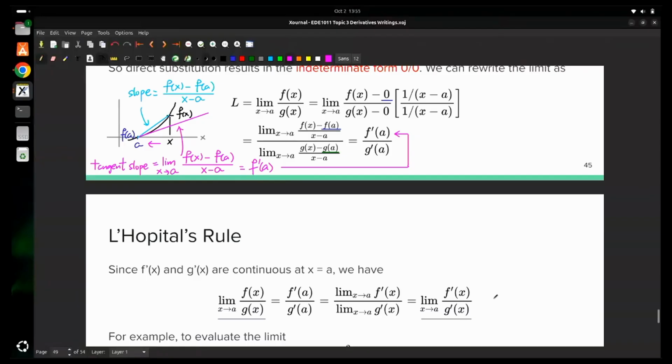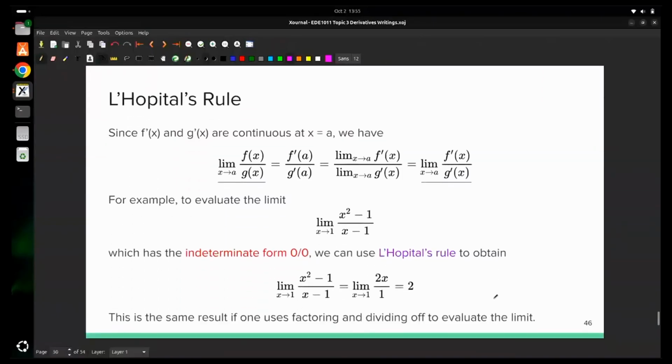But sometimes L'Hopital's rule does not work, because it is possible that for certain functions you can keep on jumping between the same functions so that you will not get the limit to be evaluated. So when that happens, then you have to fall back to the other limit evaluation methods that we have covered in topic 2. So this is the idea of L'Hopital's rule.